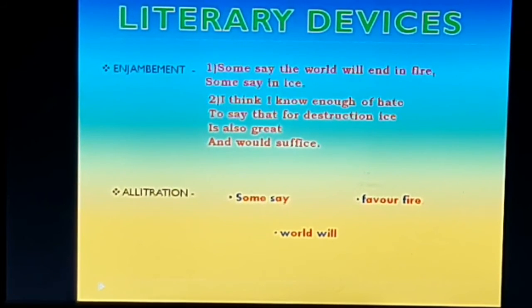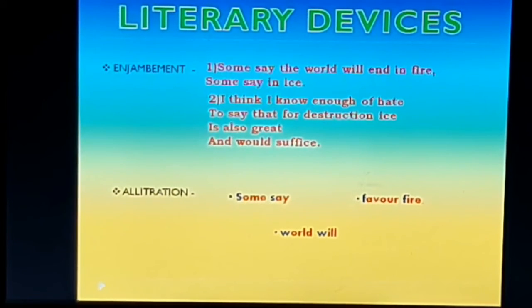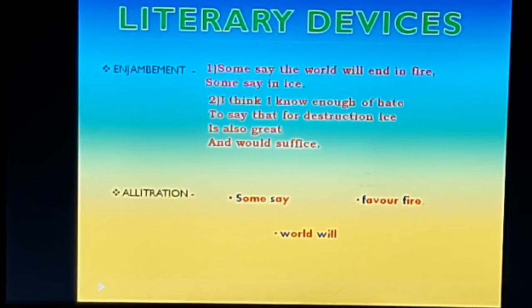The second is alliteration. The use of the same letter or sound at the beginning of words that are close together is called alliteration. The examples of alliteration are: some say, so S is repeated again and again; world will, W is repeated again and again; favor fire, so F is repeated again and again.